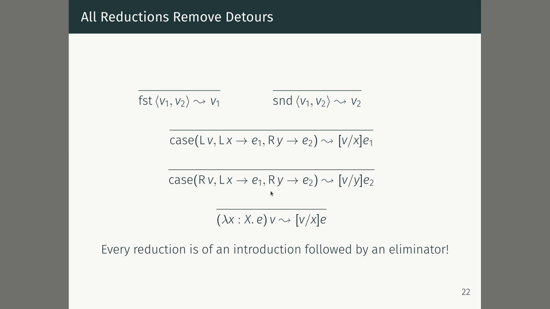And so, in fact, every single reduction in our reduction rules has this same character. So when you see first and second, the V1 comma V2 is an introduction. It introduces a pair, and then it's immediately followed by a first, which throws away that pair. And when you're doing a case statement, if the head of the case statement, the scrutinee, is a left branch, we're going to simplify it by getting rid of that or introduction rule and that or elimination rule, and just replacing it with V for X and E1. And so similarly for right, and similarly for functions, and so you can see every single reduction in the operational semantics corresponds to an introduction rule followed by an elimination rule.